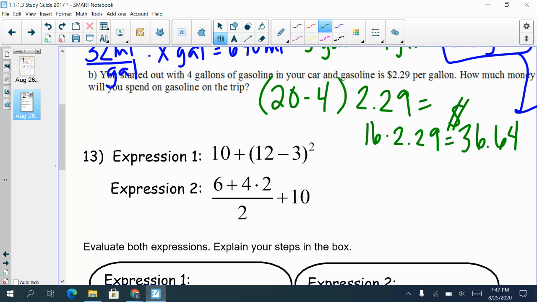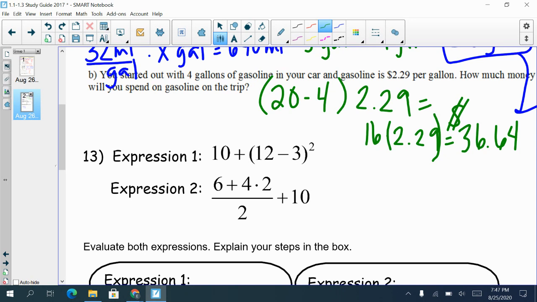I'm sorry, friends, if I confused you. So just to recap, we started out with 4 gallons. We know we need 20 for our trip. So we're at 20 total for our trip. Take away 4 we already have. And then that leaves us with 16. And 16 gallons times the price, $2.29, gives us $36.64.